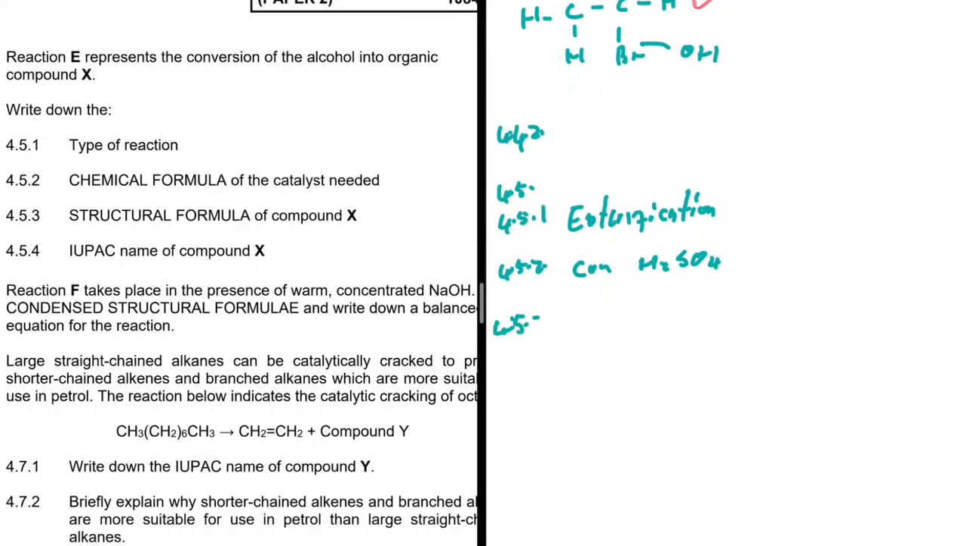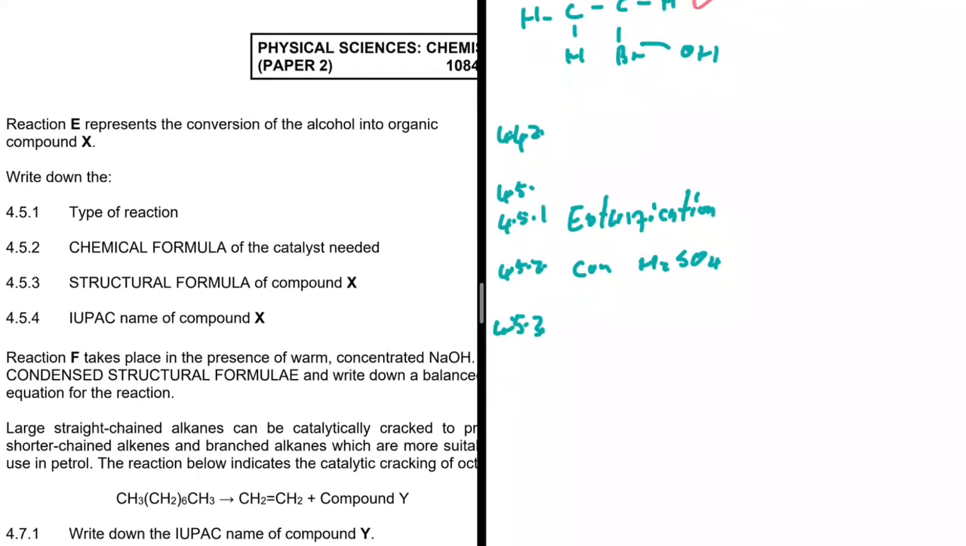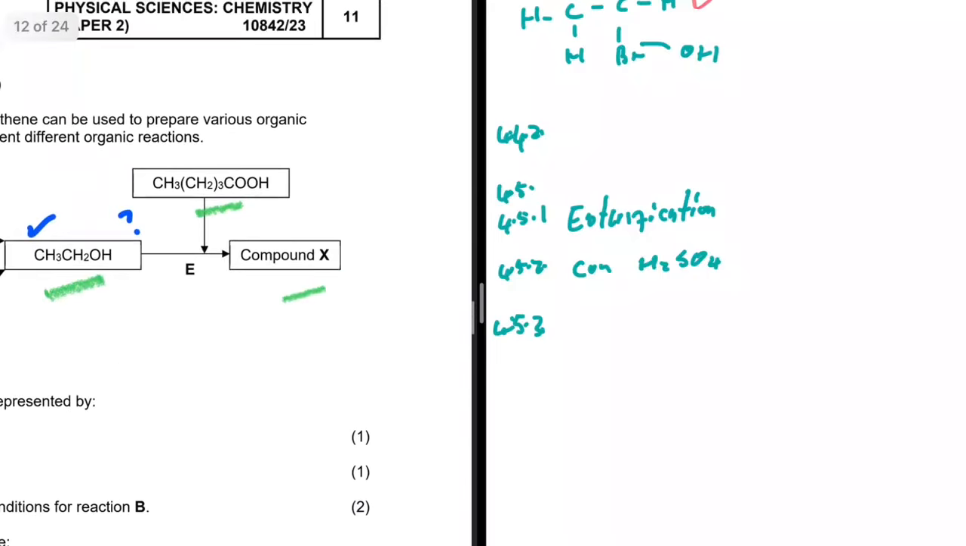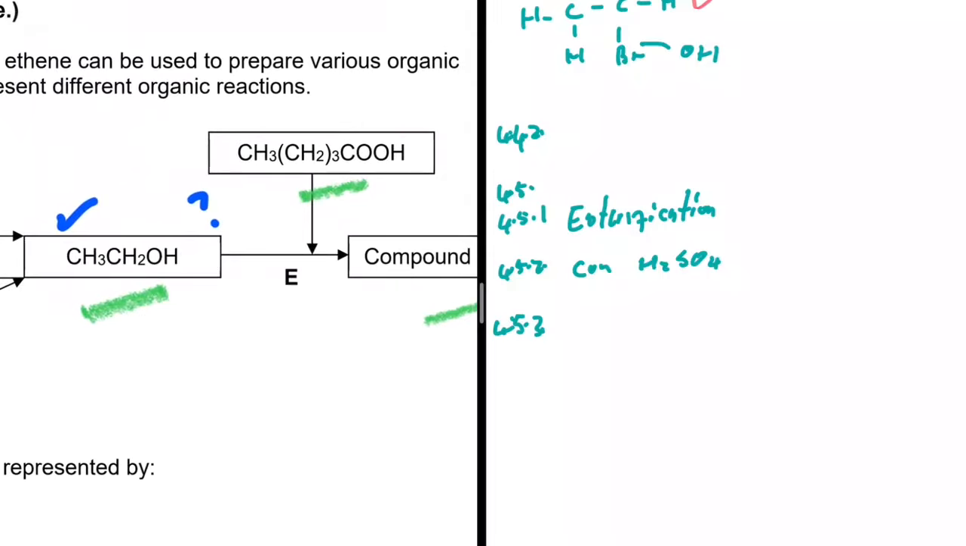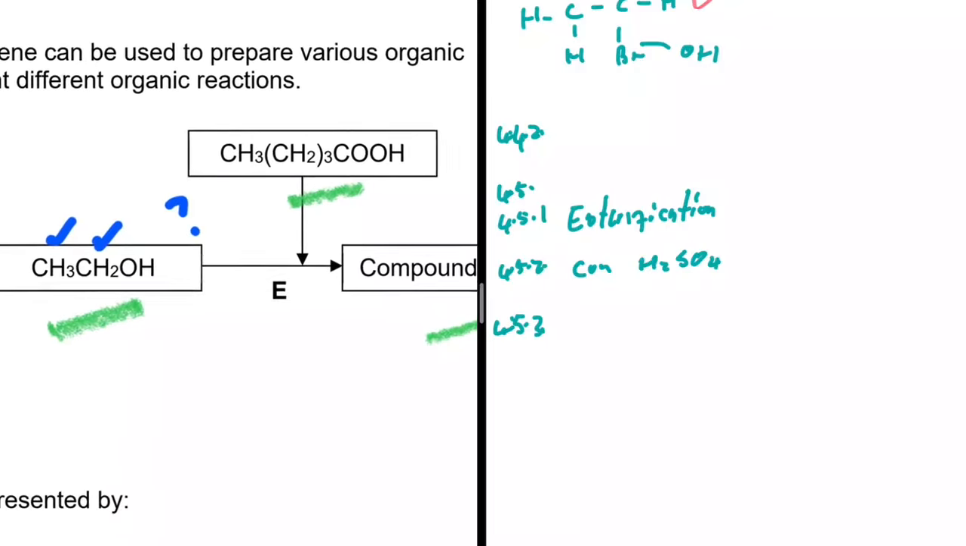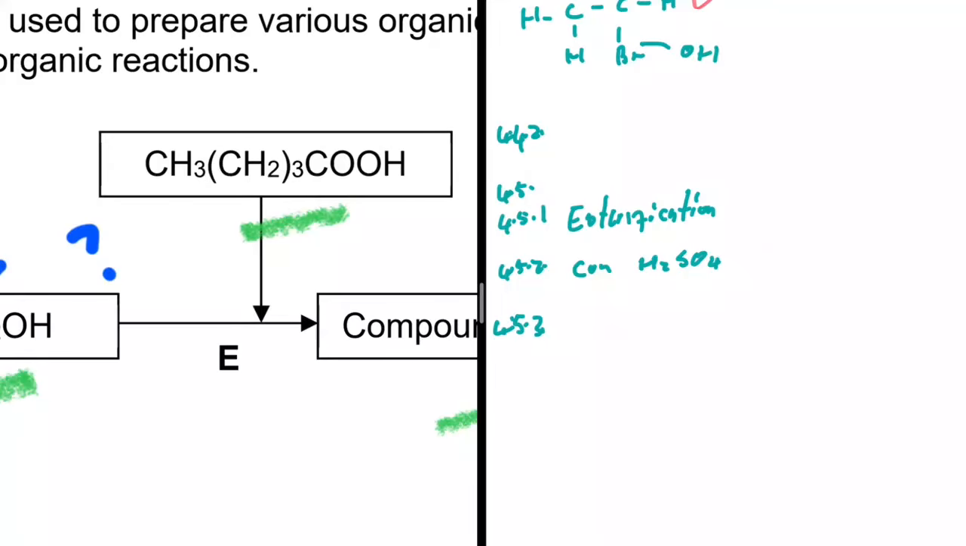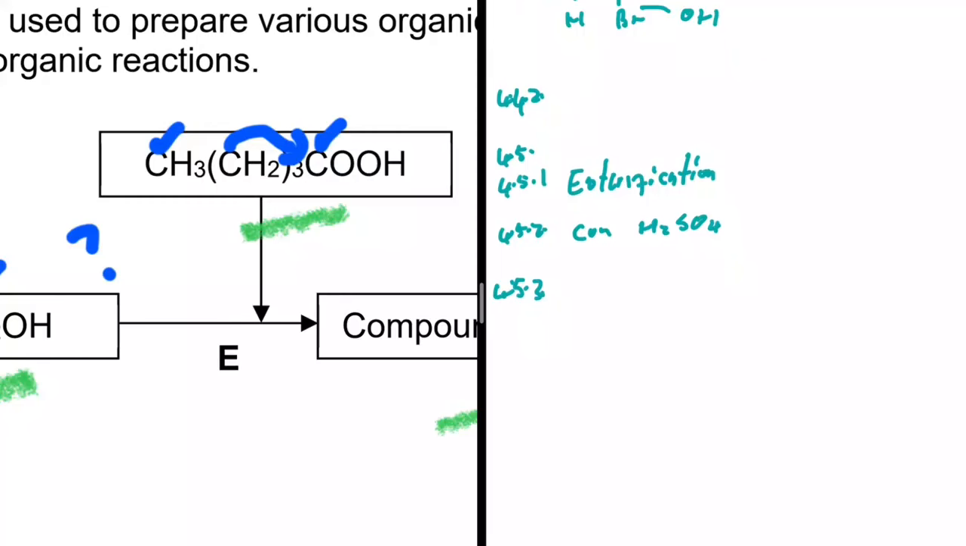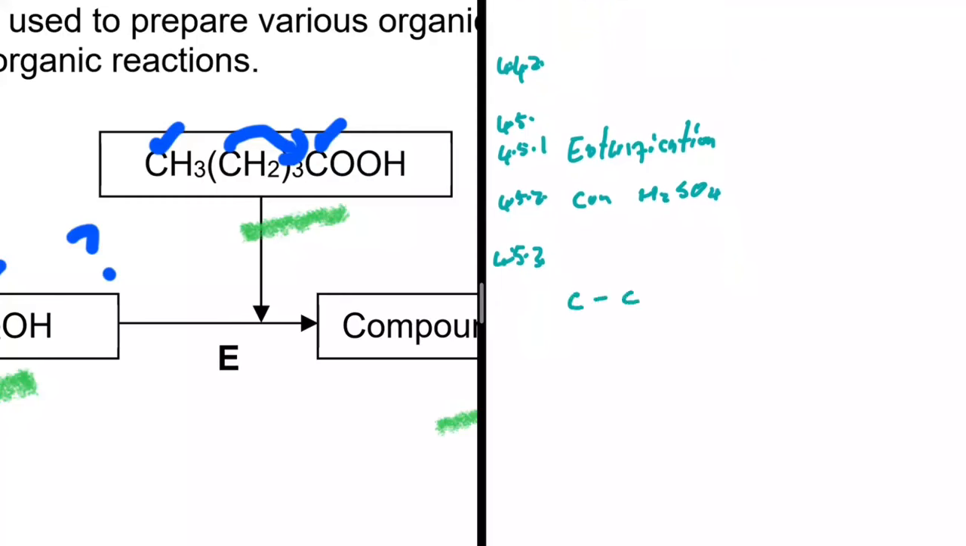And then 4.5.3, structural formula of compound X. Compound X, I would assume, is the product formed. Let's go ahead and take a look. Okay, there we go. So our alcohol has 2 carbons. 1, 2. Okay, that's easy to see. And then our acid, let's go ahead and find out. We have 1, 2, 5, right? That's C multiplied by 3 there. So we have 1, 2 from the alcohol, and then we still have our oxygen from the alcohol.